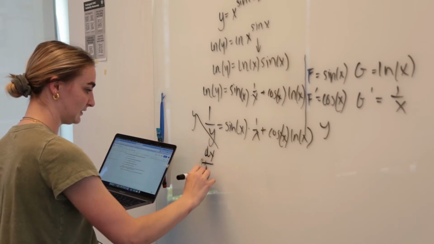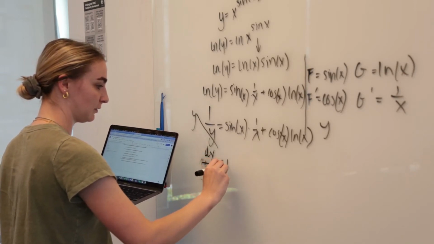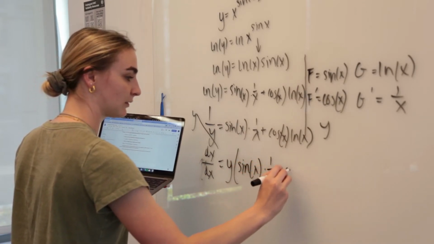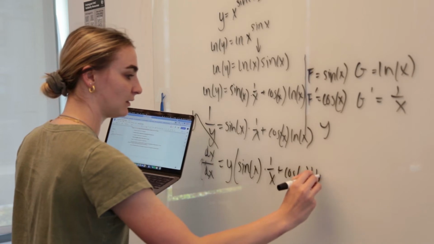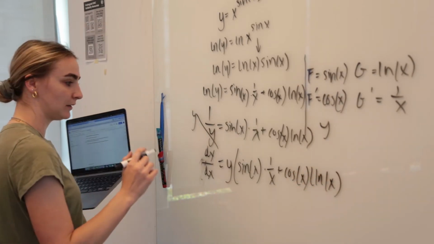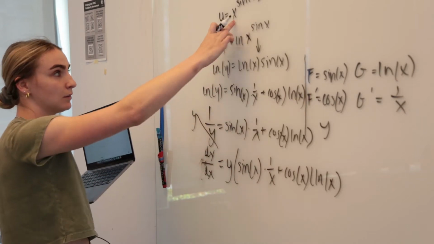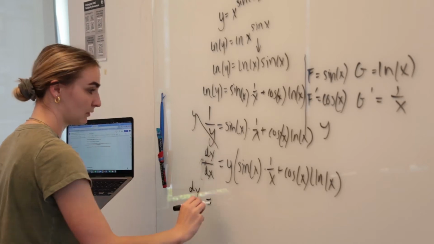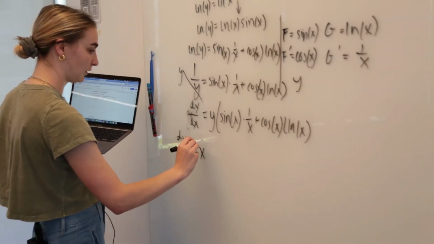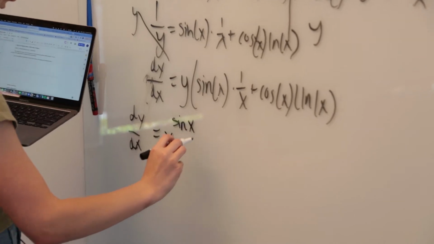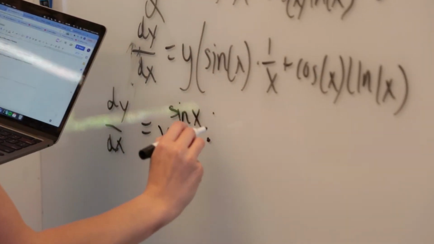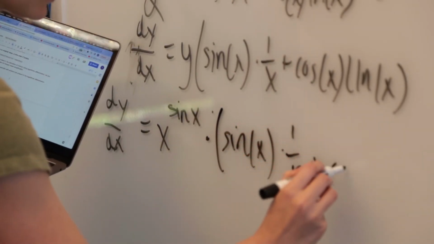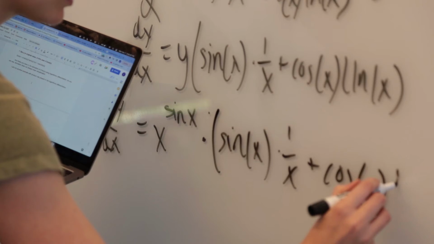But we have dy over dx now, which equals y times sine of x times 1 over x plus cosine times x times ln of x. As we said earlier, our y value is still equal to our original function, so we just plug that in. We'll plug it back in, so x times sine of x times this, which is 1 over x plus cosine times x times ln of x.